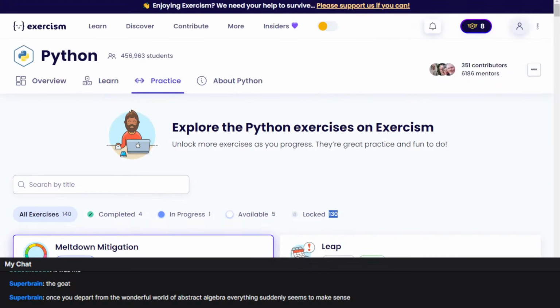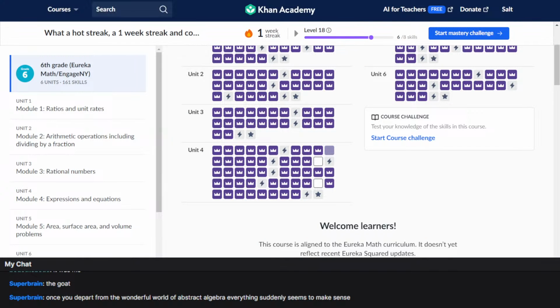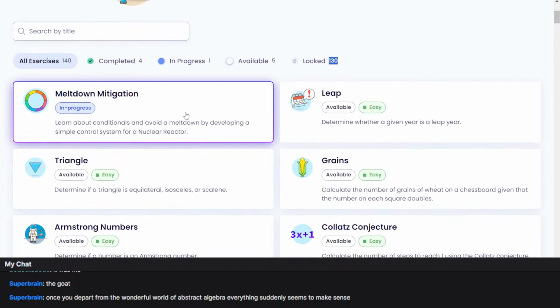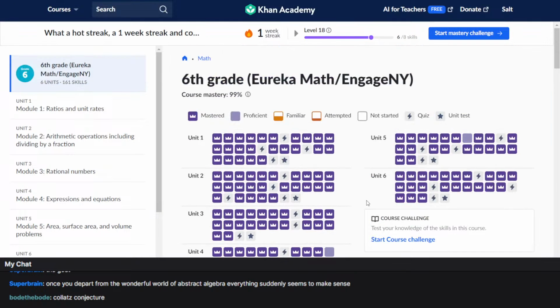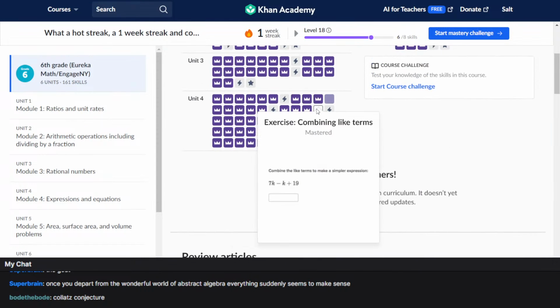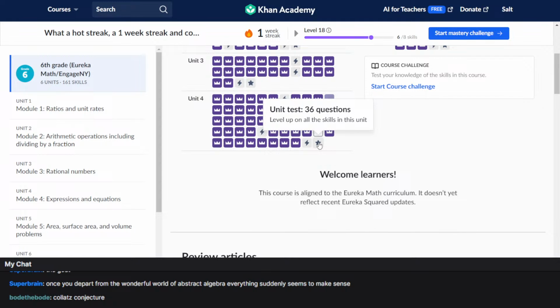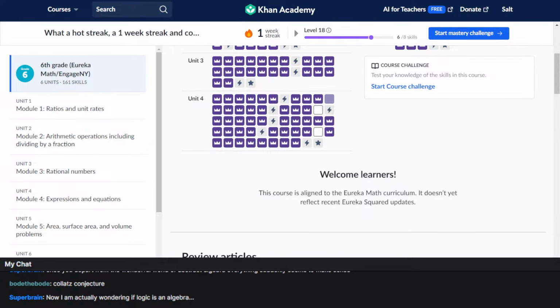Okay. I guess now I'll do some... After doing that math... Well, it was more like logic, but logic is related to math, kind of. Let's do some more math, but here instead. On this side. And this is the 36th question. Bode says Collatz conjecture. What the... I don't know what that is. I'm scared to look. I'm too scared to Google it. Superbrain says now I am actually wondering if logic is an algebra.